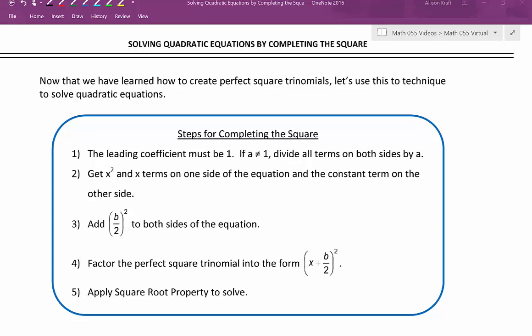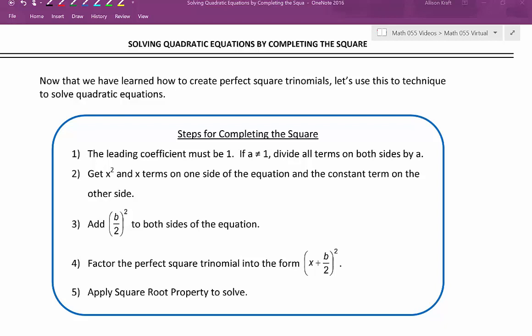First, the leading coefficient must be 1. If the leading coefficient is any other number, you want to divide all terms on both sides of the equation by that leading coefficient A. Next, we get the variable terms on one side of the equation and the constant term on the other side.